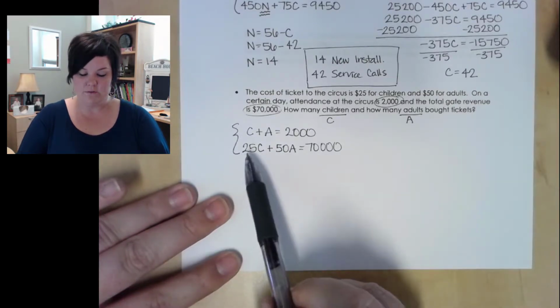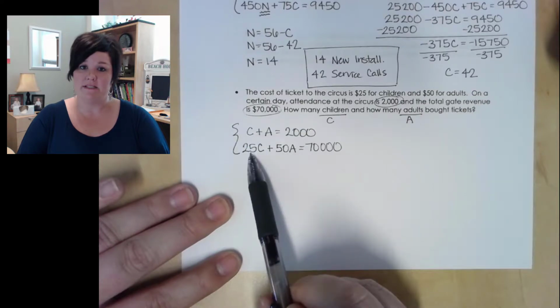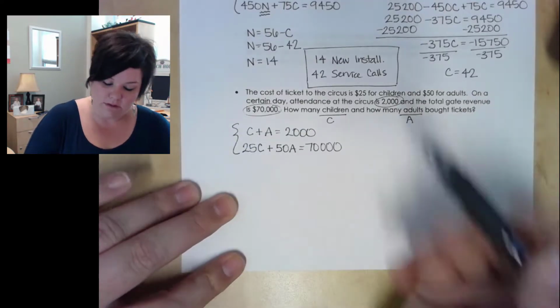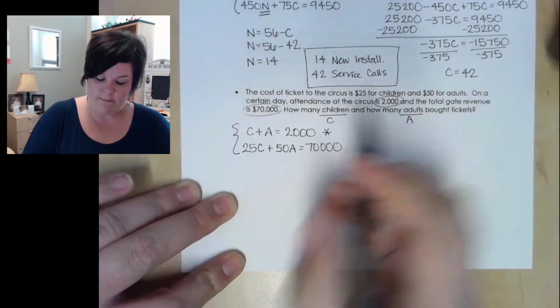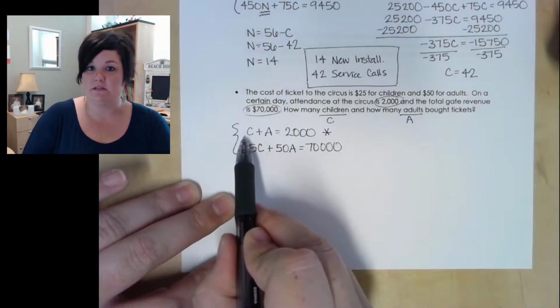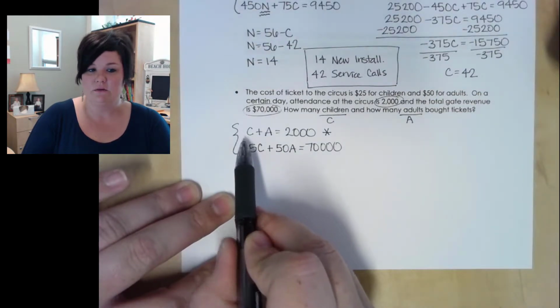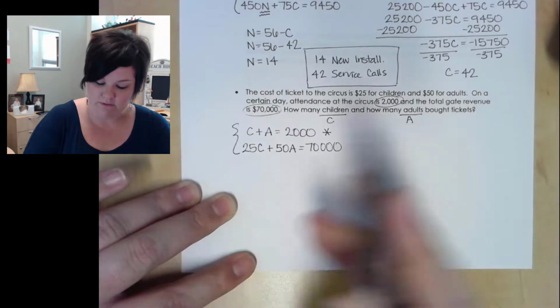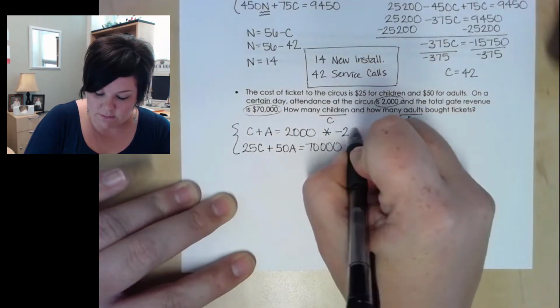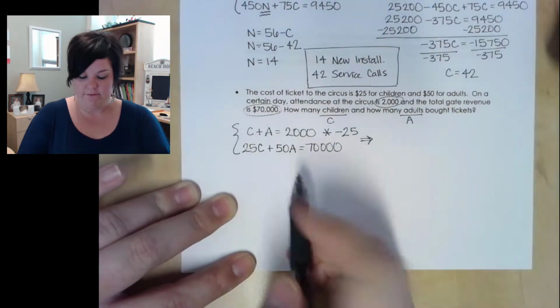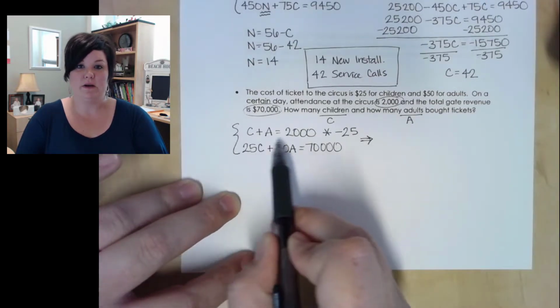So remember, in order to get rid of my c terms, they have to be opposites, which means I would have to multiply this top equation by a negative 25, so that this would be a negative 25c, which then would cancel with my positive 25c. So I'm going to multiply this entire first equation by negative 25.